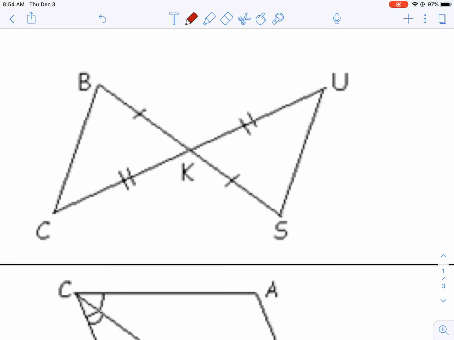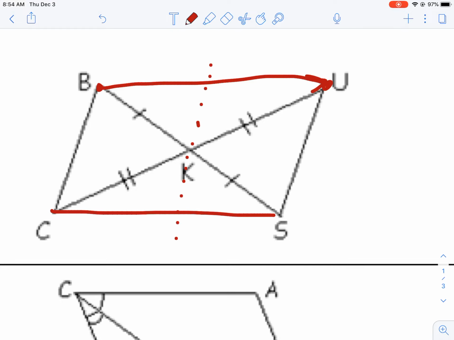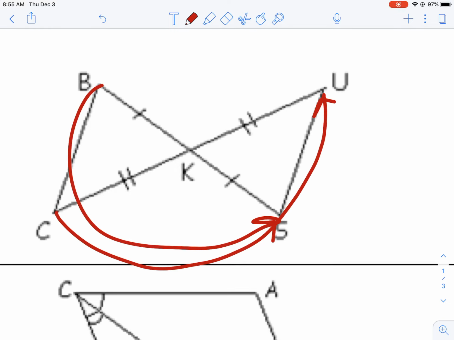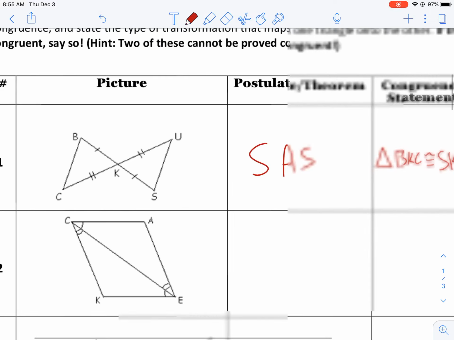Well, it's not a translation. So there's kind of 2 options. Is it a reflection? Well, it's not a reflection, because if it was a reflection, B would be going to U, and C would be going to S, but we know that wasn't the case. So it can't be a reflection. So the only thing left is rotation. And so it's actually a 180-degree rotation, because B would rotate 180 degrees to S, and C would rotate 180 degrees to U. So the answer for that one is rotation.